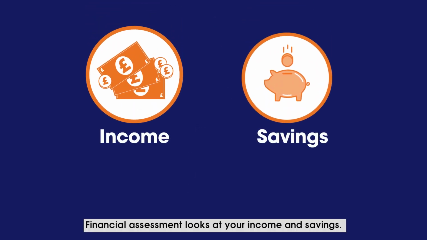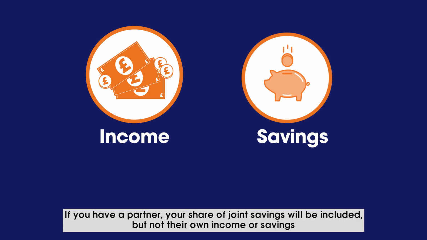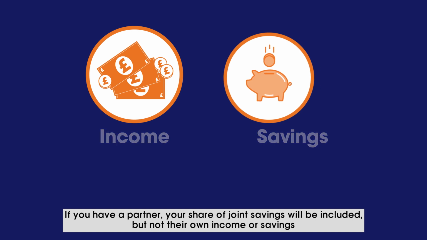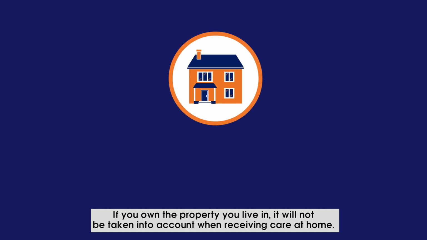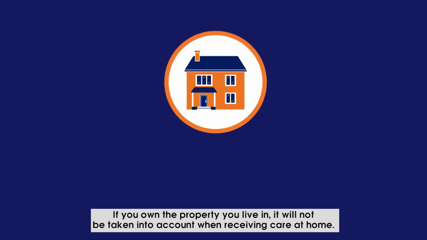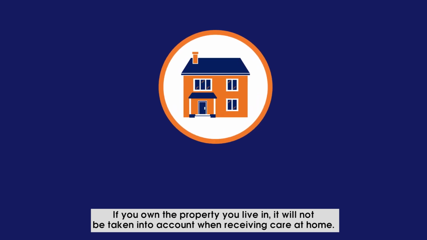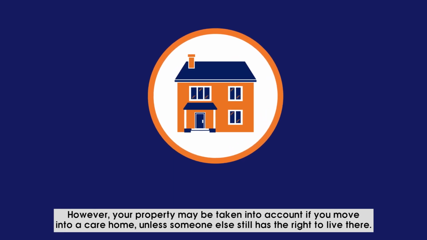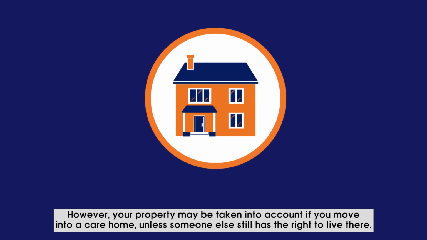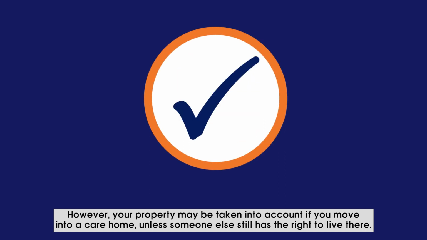Financial assessment looks at your income and savings. If you have a partner, your share of joint savings will be included, but not their own income or savings. If you own the property you live in, it will not be taken into account when receiving care at home. However, your property may be taken into account if you move into a care home, unless someone else still has the right to live there.